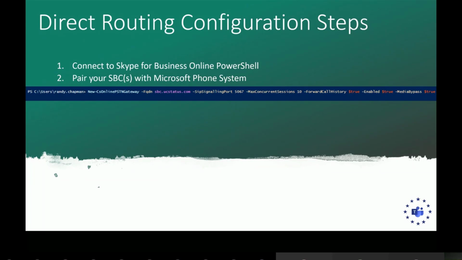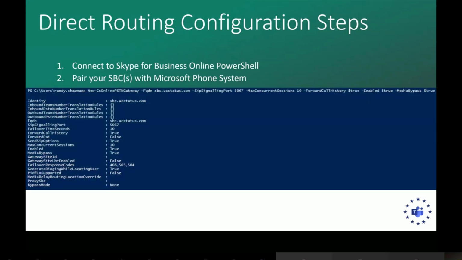And there's some other things, call history. The Enabled true is really critical. You can actually add a PSTN gateway that's disabled. You might just have that as a hot spare or something. And then the last line is media bypass, making it true. Again, that's optional. And then once you've run it, this is the kind of result that you've got.